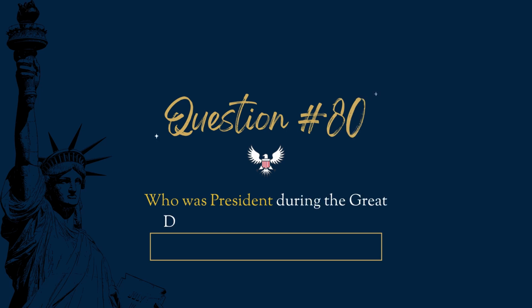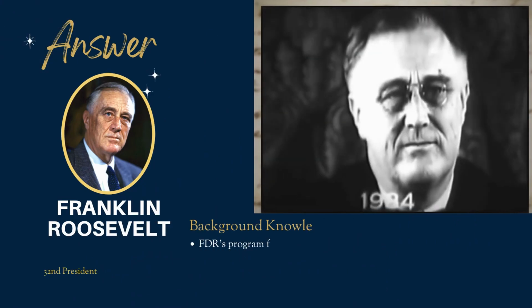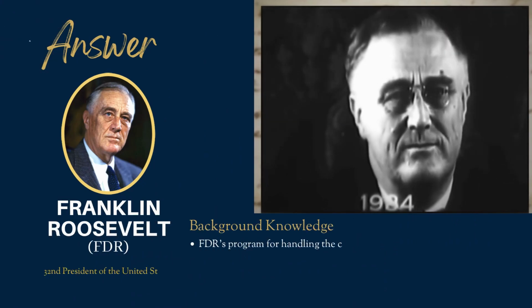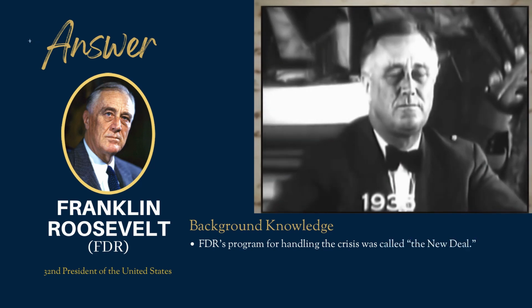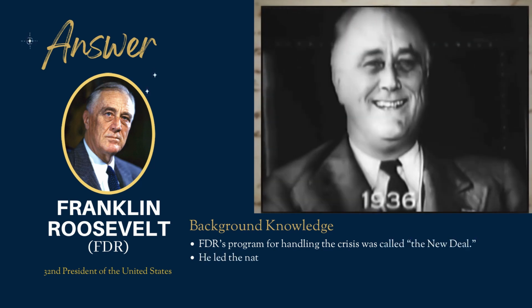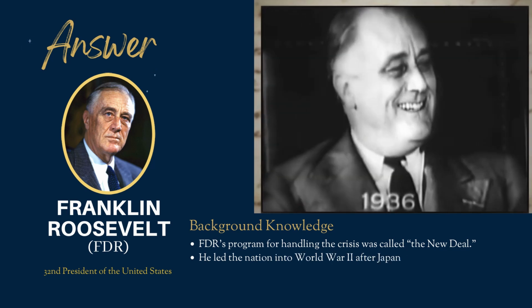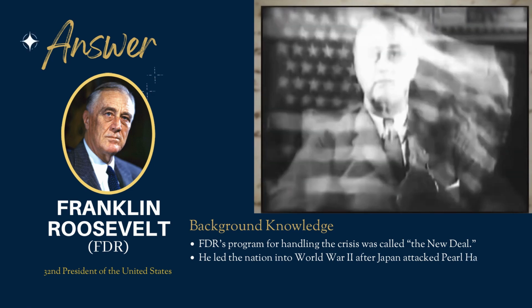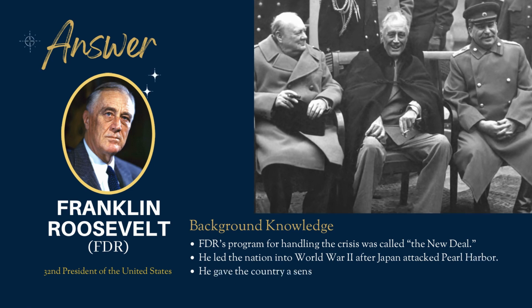Question 80. Who was president during the Great Depression and World War II? Answer: Franklin Roosevelt. Here is some background knowledge. FDR's program for handling the crisis was called the New Deal. He led the nation into World War II after Japan's attack on Pearl Harbor. He gave the country a sense of hope and strength during a time of great struggle.